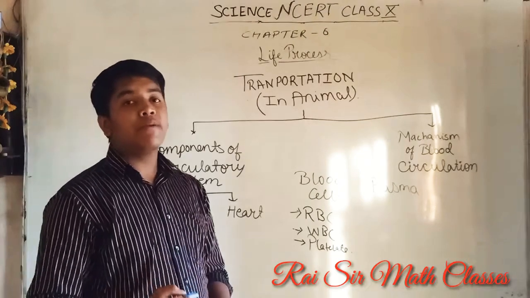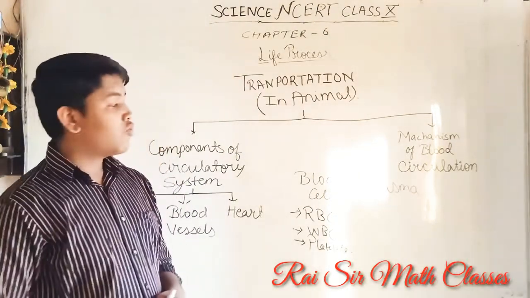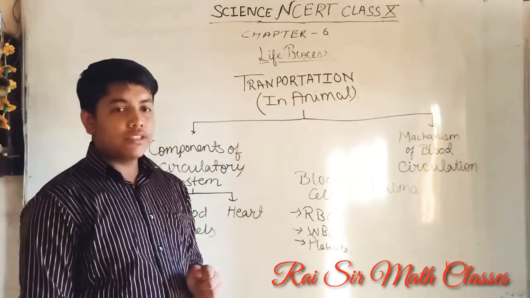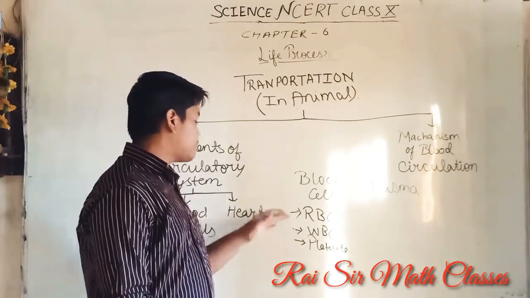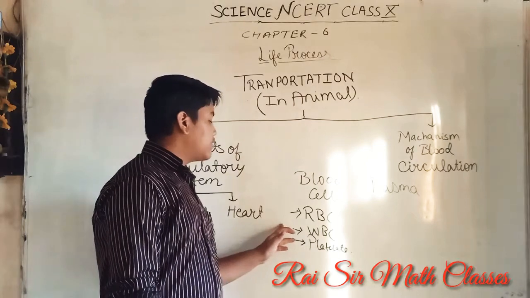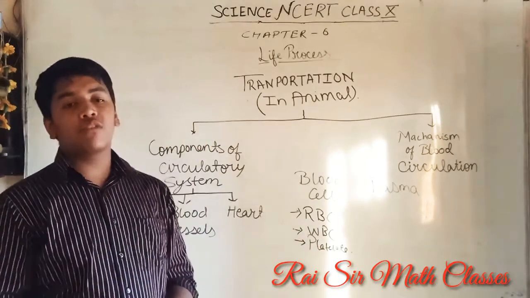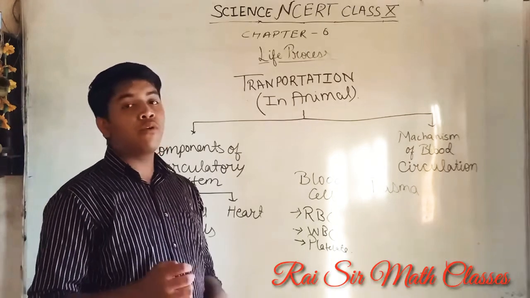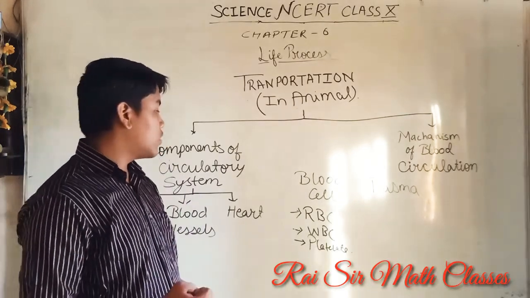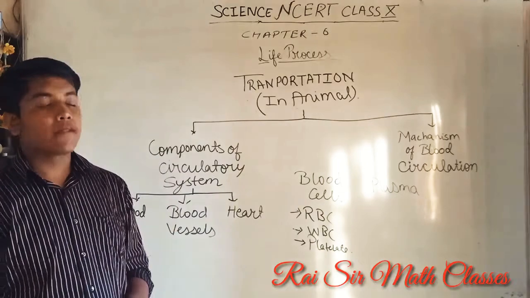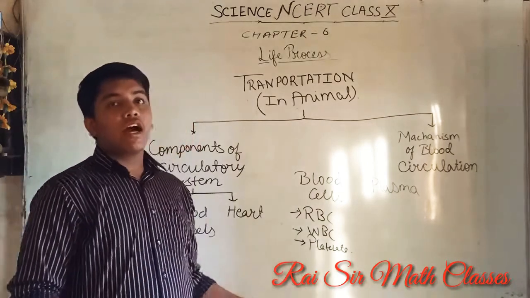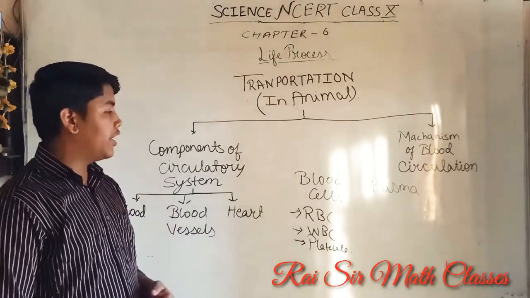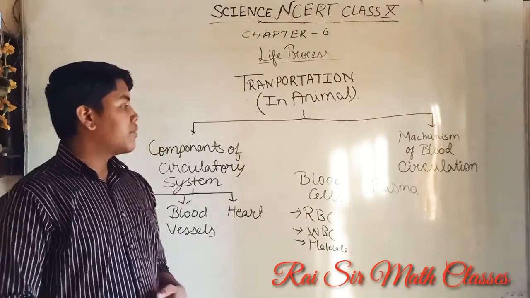WBC stands for white blood cells. What is the work of WBC? Its function is to cure major accidental harms, and it also provides us immunity. And platelets are seen when there is blood clotting in our body.